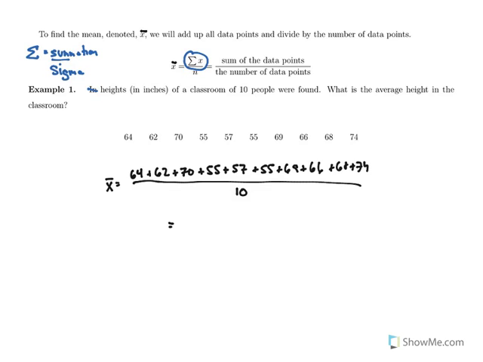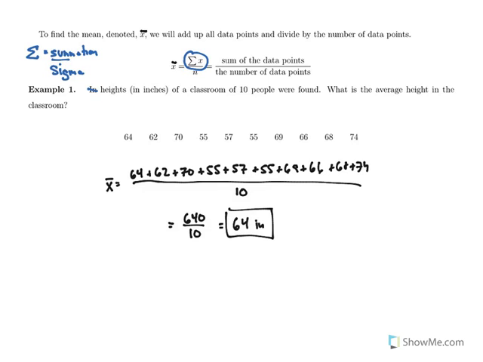This gives us 640 divided by 10, which is 64 inches is our average. Note that the average should make sense, right? It should lie in between the biggest value and the smallest value, and it should make sense of the data that we're given.